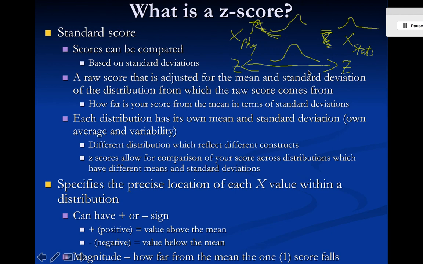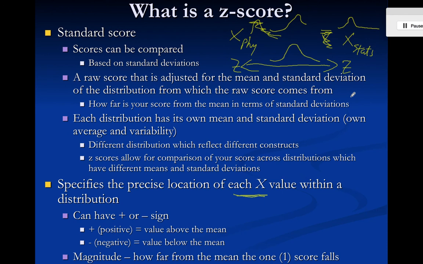So what is a z-score going to tell me? A z-score is going to specify the precise location of each individual x value within this distribution here of z, okay? So again, it's going to specify the precise location of each x value. So if you have five x values in your data set, you need five z-scores because each x value gets a z-score, each one of them, because I want to know now every person's distance from the mean in terms of standard deviations individually. That's what I want to know, every single person individually.